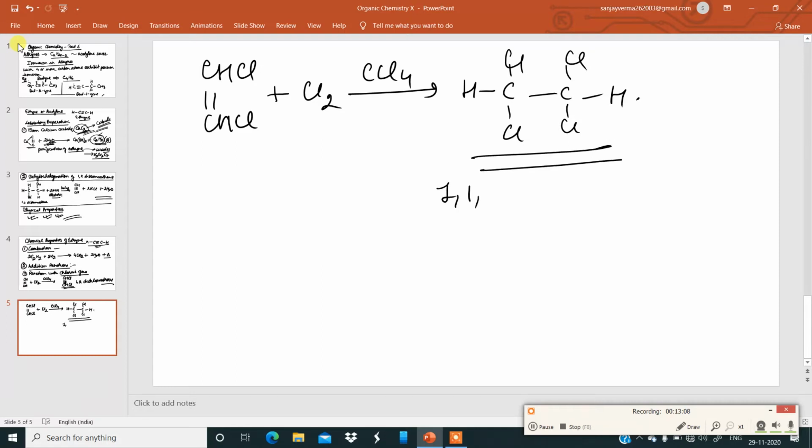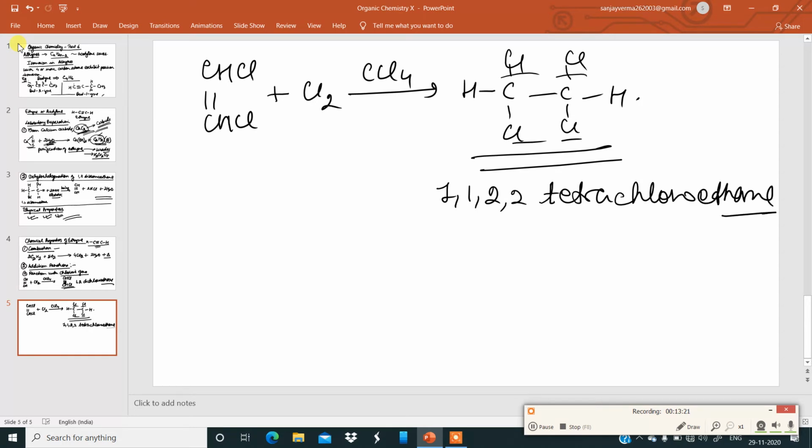This compound is called 1,1,2,2-tetrachloroethane. Tetra, there are 4 chlorines. Okay, that is how ethyne reacts with chlorine. 2 steps. Similarly, we can have reaction for bromine also in the same manner. The reaction with iodine is there, but iodine reacts very slowly with ethyne in the presence of alcohol and forms 1,2-diiodoethane. Okay, the reaction is slow. It is not so important.